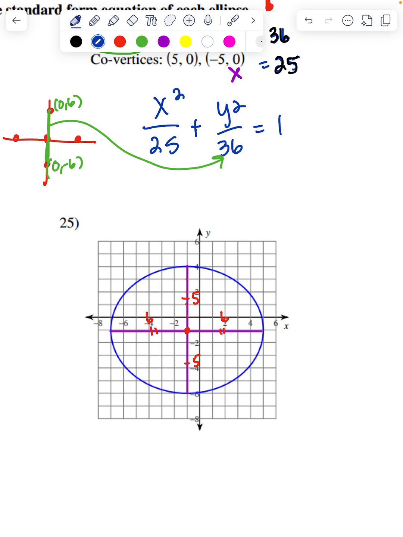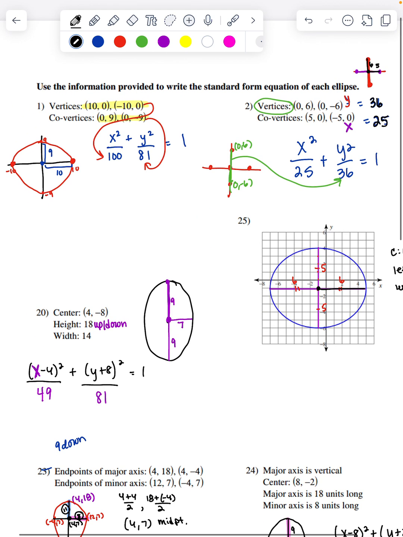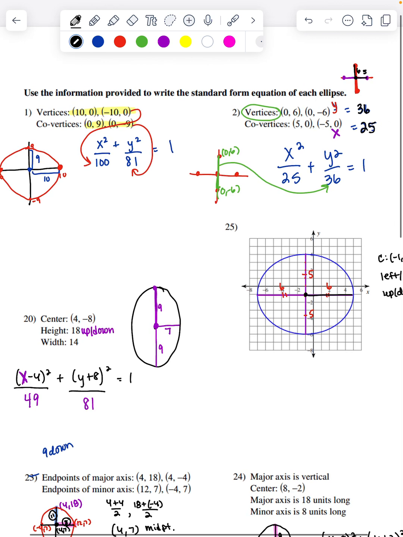And now go ahead and write yourself an equation. Use the center coordinate, right? Negative 1, negative 1. And then you can see your width, your left and right, which goes under the x. And then you can see the up and down, which is under the y. All right, there you go.